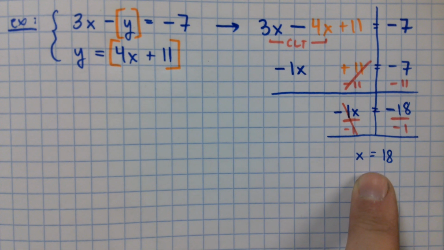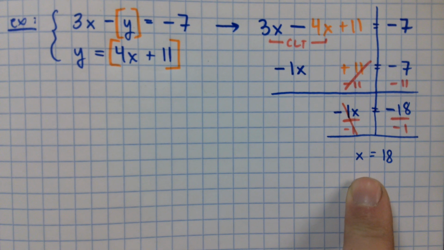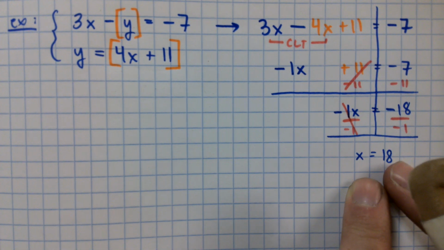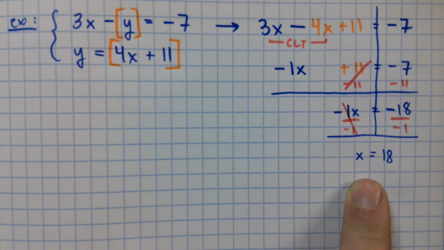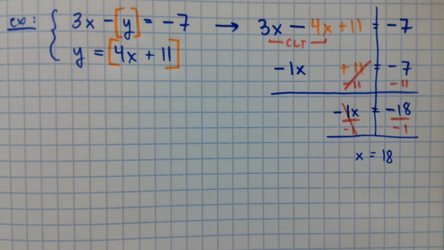Why not? I solved it. I got x. It's not a point. What else does my point need? A y. We have an x. We need the y. Any ideas on what we can do now with that 18?